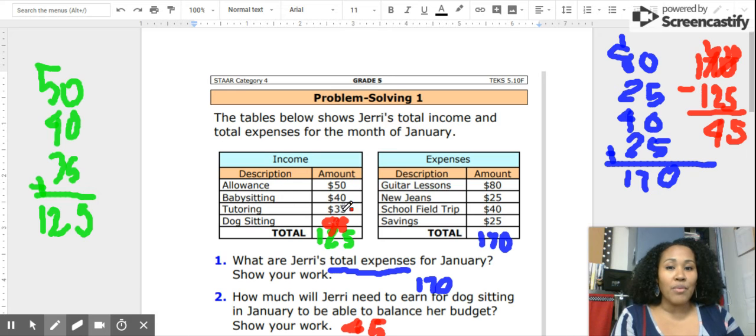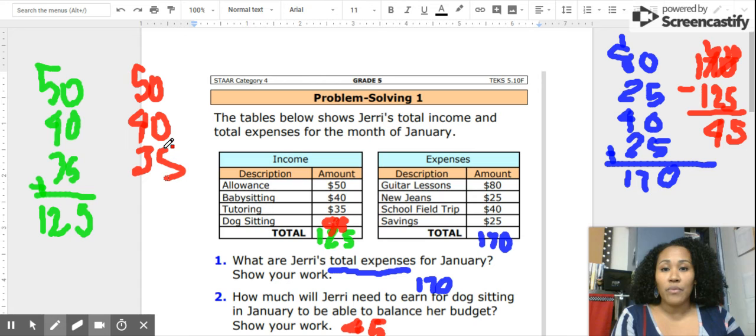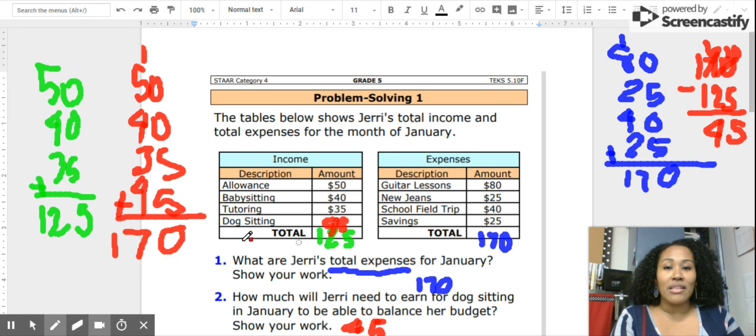So now I'm going to go back and add all that up one more time to see if it adds up to $170. So 50 plus 40 plus 35 plus 45. Let's see if it works. 5 plus 5 is 10. We're going to carry the 1. 4 plus 1 is 5. 5 plus 5 is 10. 10 plus 3 is 13. 13 plus 4 is 17. Yay! We have a balanced budget. So that is how we do this problem.